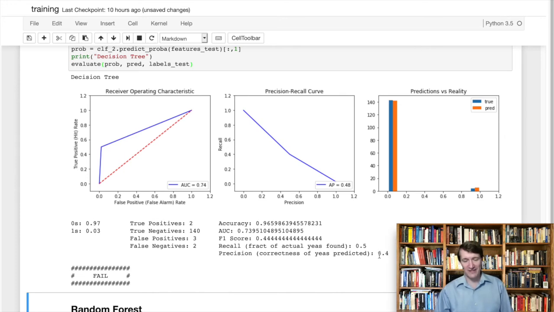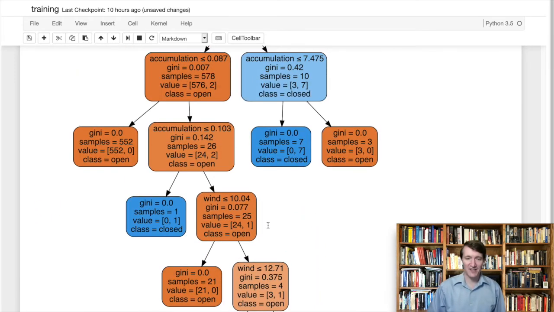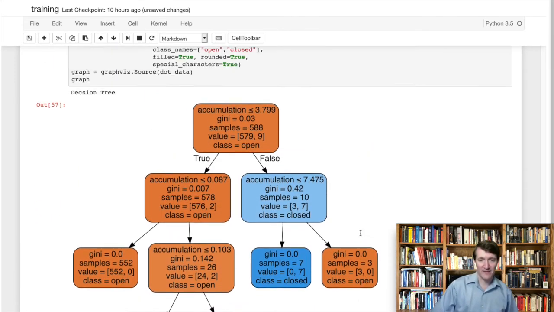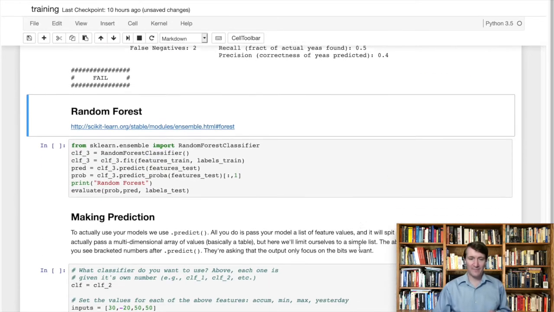Our precision was less than 50%. Our recall was just there. The AUC is not very good. The accuracy doesn't beat the naive. So perhaps not a surprise, because this did not look like the thing that I would have guessed for my decisions, but yeah, that didn't work either.